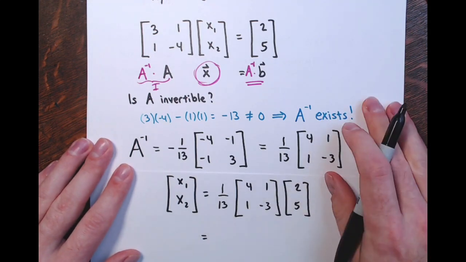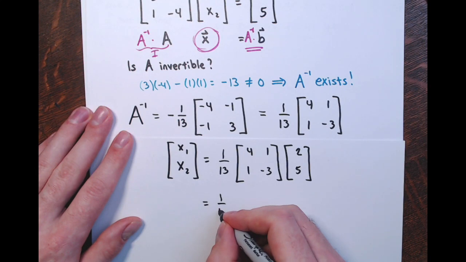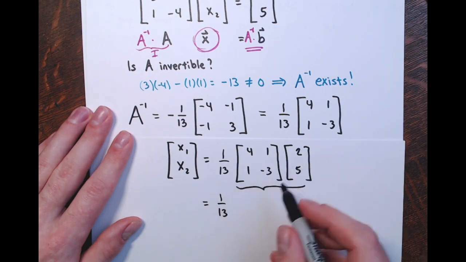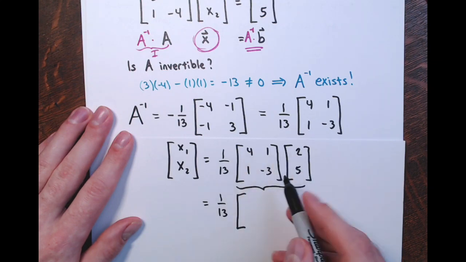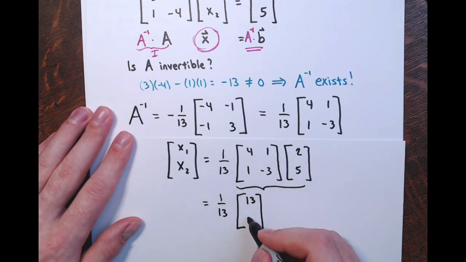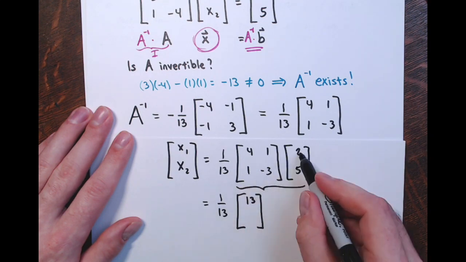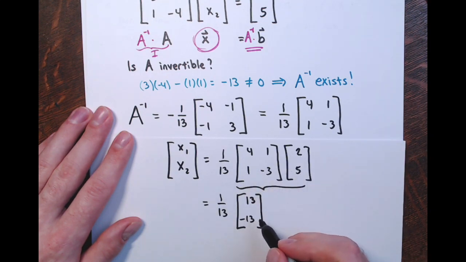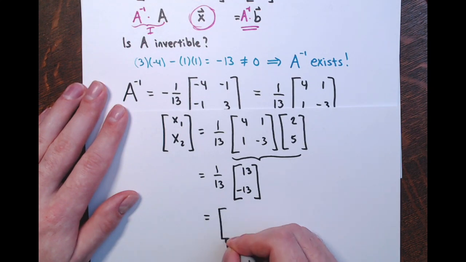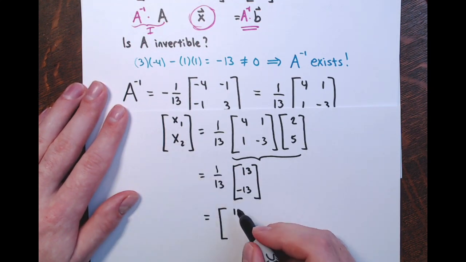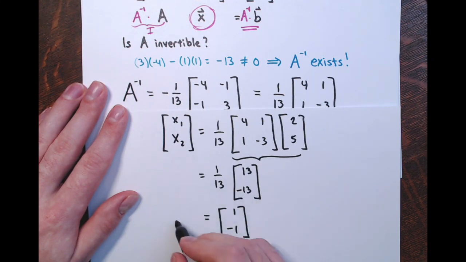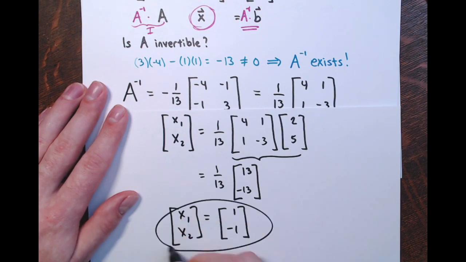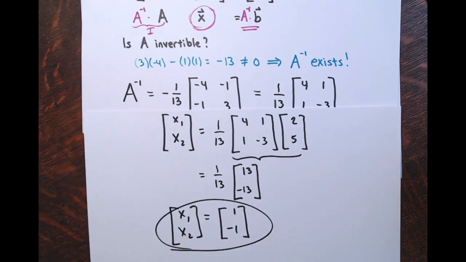Alright, so this is 1/13. And I multiply these two. A 2 by 2 times a 2 by 1 will be a 2 by 1. First row, first column will be 8 plus 5 is 13. Then second row, first column is 2 minus 15 is negative 13. So my solution is x1 equals 1, and again multiplying both of these by 1/13, x2 equals -1. So x1 equals 1, x2 equals -1, and that's the only solution to this system.